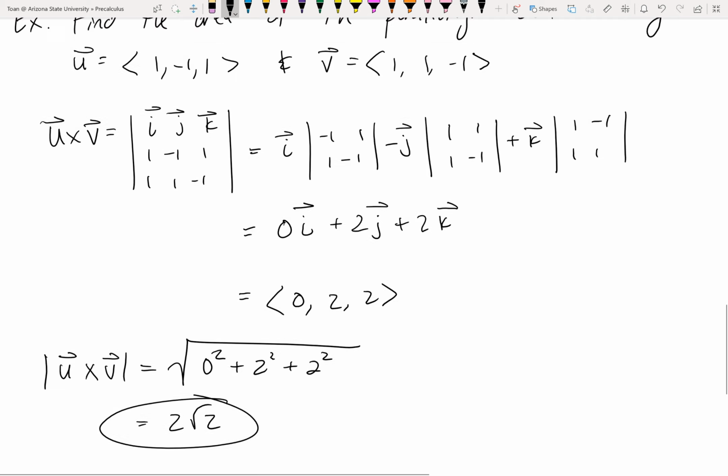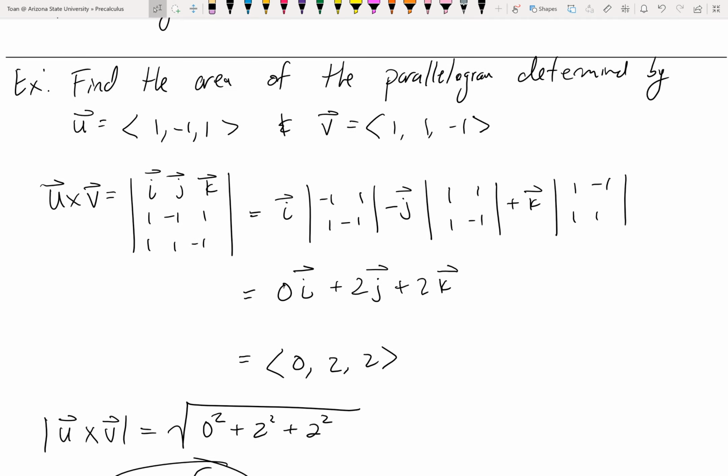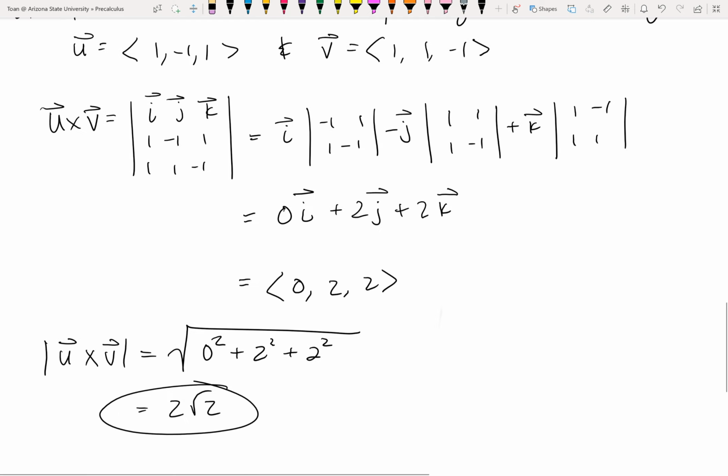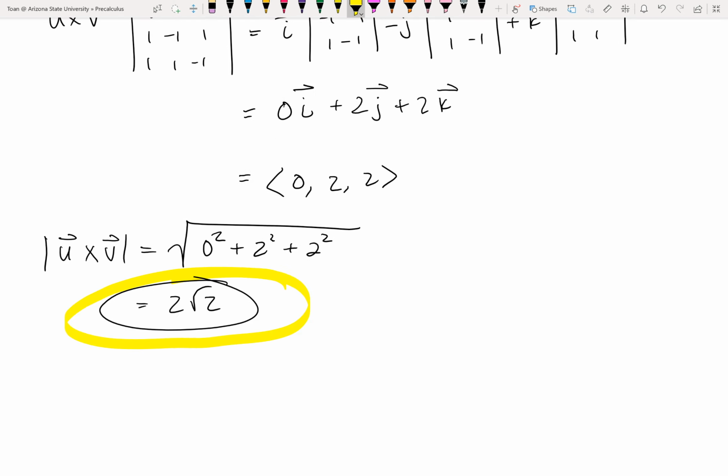Again, it's hard to draw 3D, but if you were to draw these out in 3D, make the parallelogram and compute the area the old school way, I can bet money that it equals that. The only way I can make this harder, just like with yesterday, is if I don't give you the vectors, I just give you like 3 points.